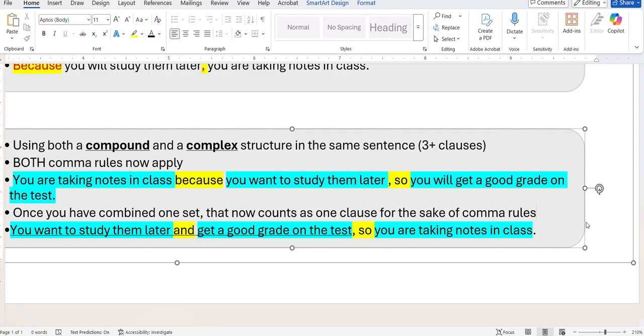Okay. So questions on any of those notes? Now, you speak like that. People would say, you want to study them later, or you change it to I want to study them later and get a good grade on the test, so I'm taking notes in class. That is something that any of you would have said. So you speak in compound complex sentences. It's just whether or not you remember where the commas go. It just comes down to making sure you know the comma rules, making sure you know the order to put them in.